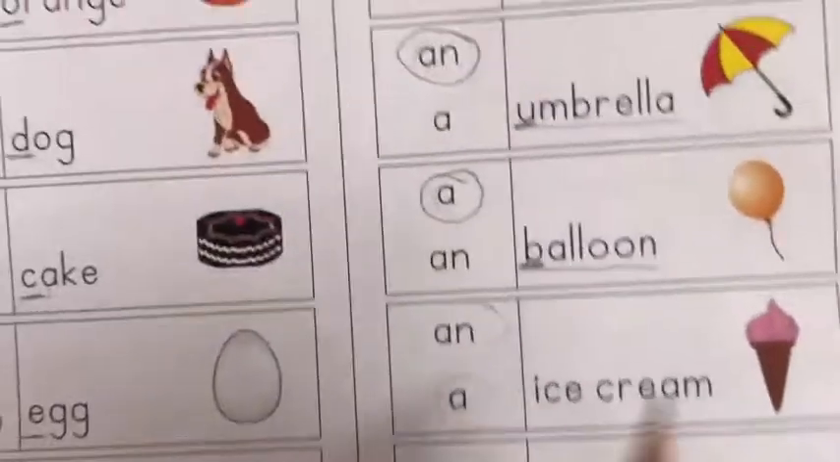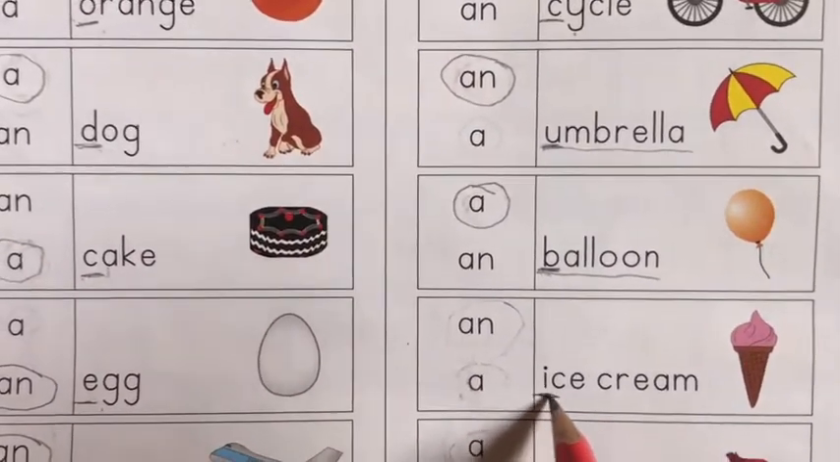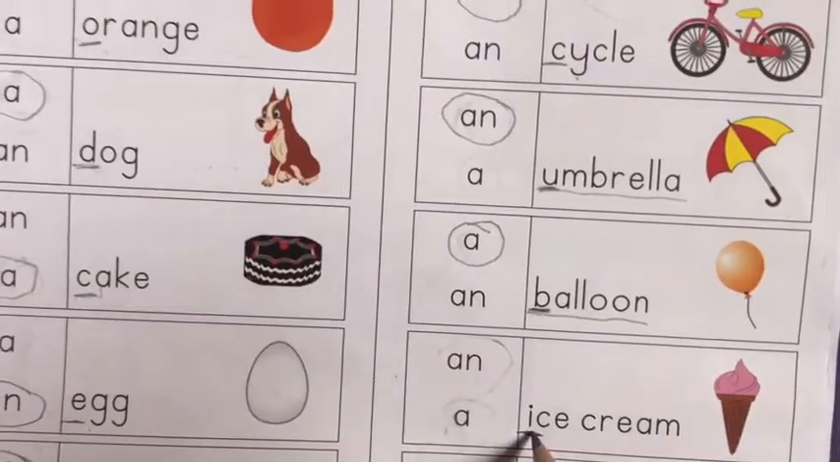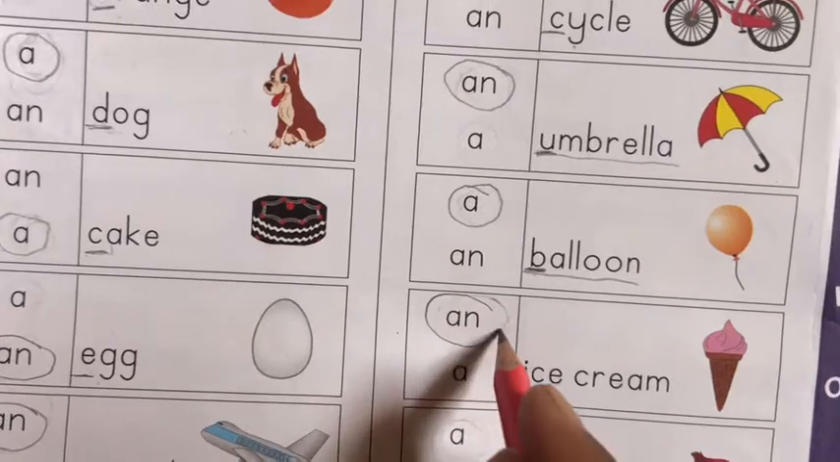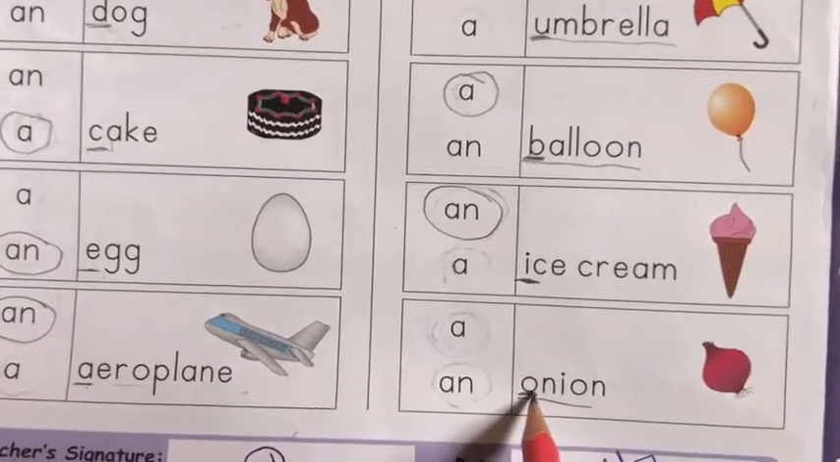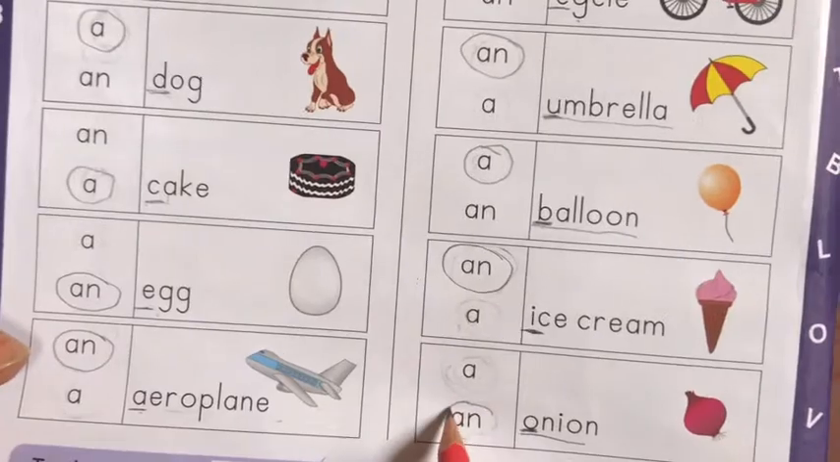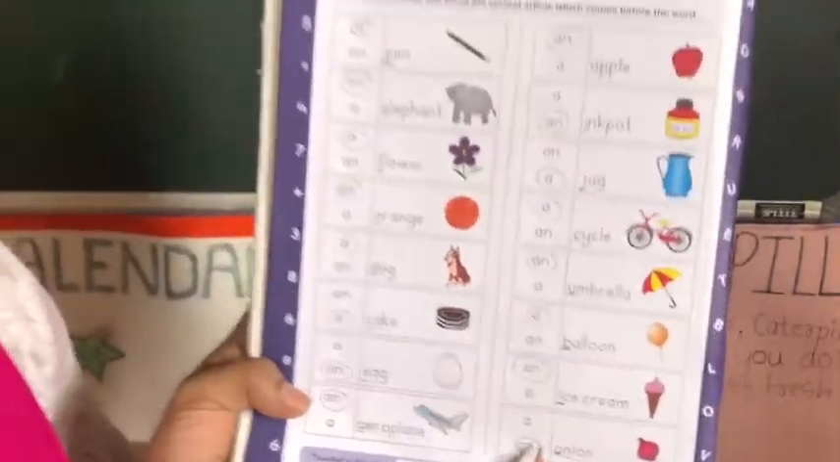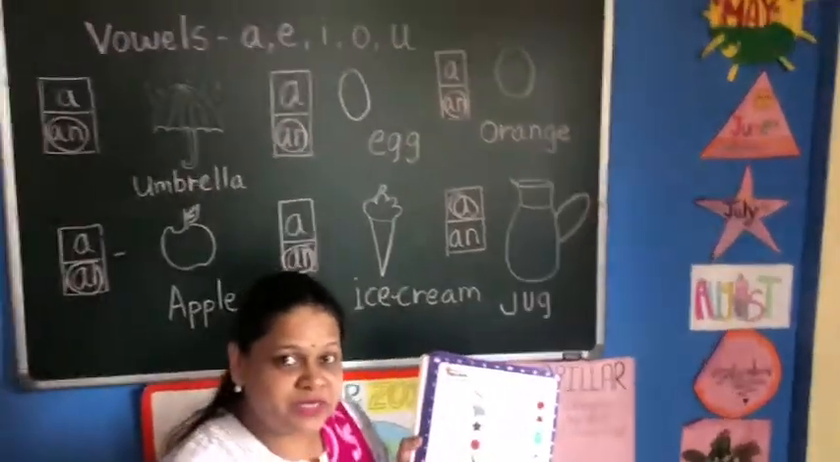Now, what is next? Ice cream. You must be loving to eat it. See, it starts with the letter I. Yes, it is a vowel. Now, you are expert in this. Now, an will come. What is our last? This is onion. Onion starts with the letter O. So, O is a vowel. Then, an will come. In this way, you have to practice it at home and revise it every time. Okay.